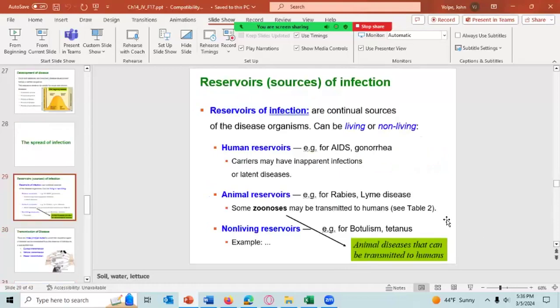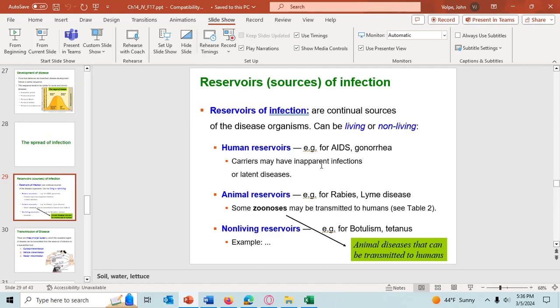An infection has to come from a reservoir, a source of infection. Reservoirs are continual sources of disease organisms. A reservoir can be living or non-living. Human reservoirs are very common for human diseases, where the disease comes from a human. And humans often spread disease, so human reservoirs are very common. For some diseases like AIDS and gonorrhea, the only reservoir is another human.